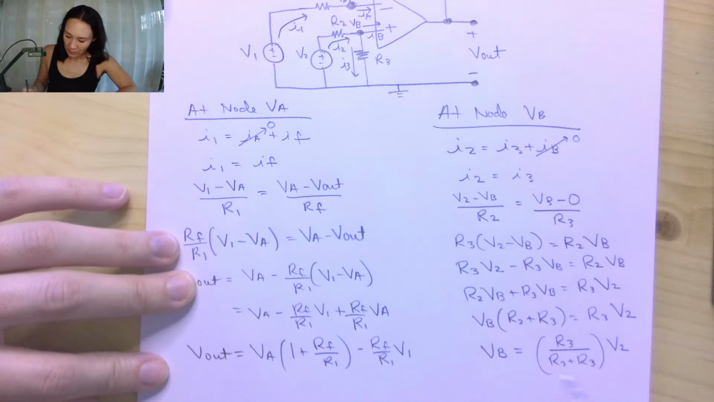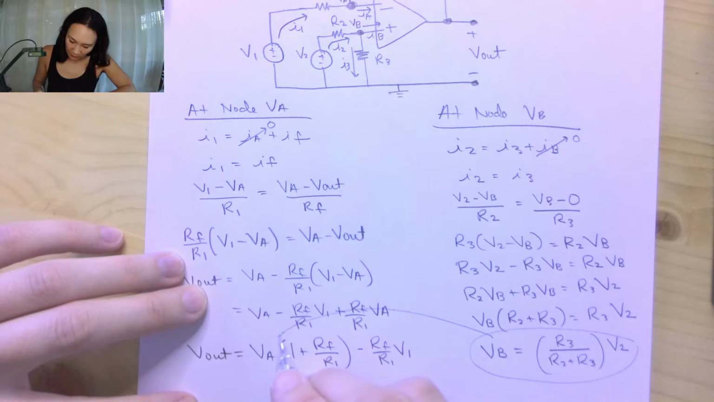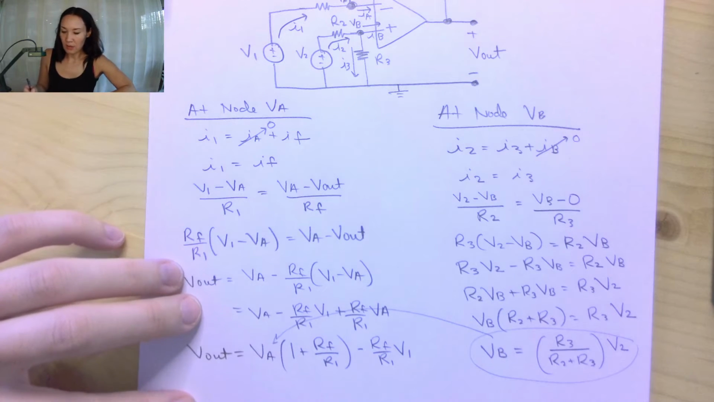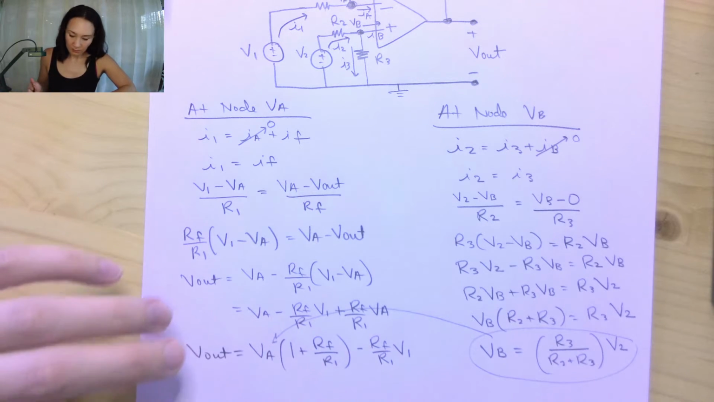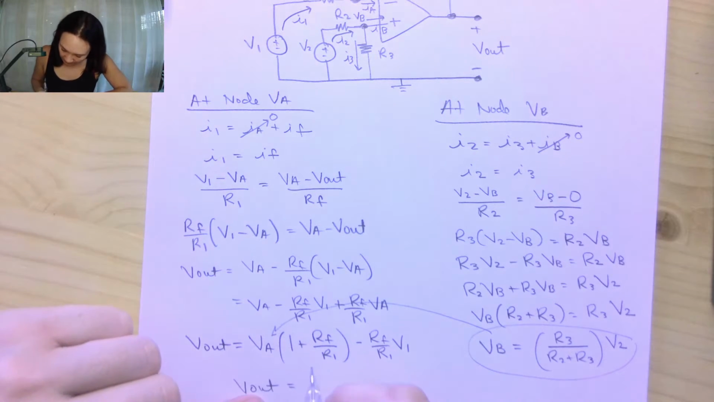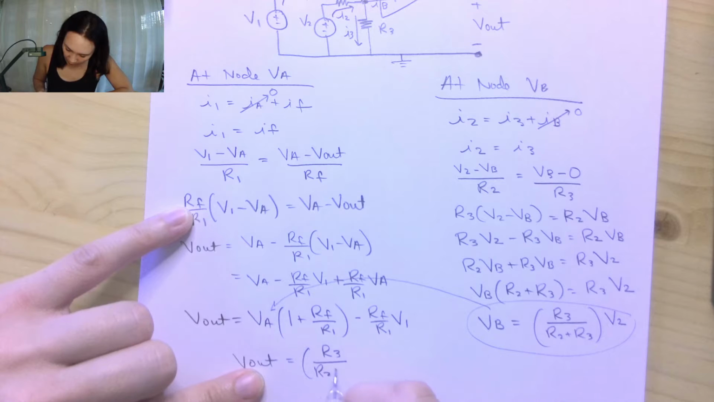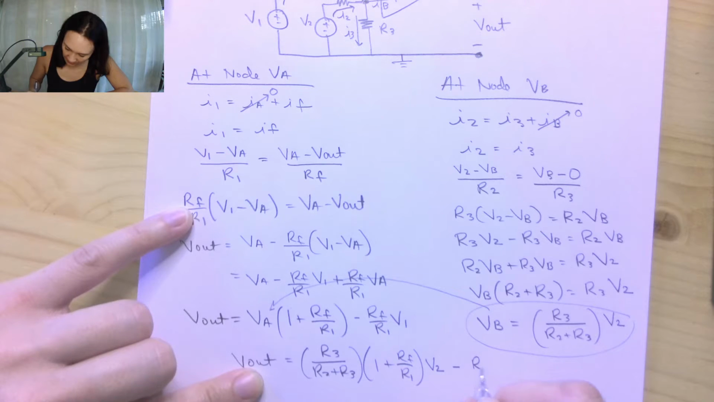So what I want to do now is take this VB that I just solved for and substitute that in for VA, because by the ideal op-amp approximation model, we have that VA is equal to VB. So let me go ahead and make this substitution, and I'm left with Vout is going to be R3 over R2 plus R3 times 1 plus RF over R1 times V2. And then I still have this minus RF over R1 times V1.